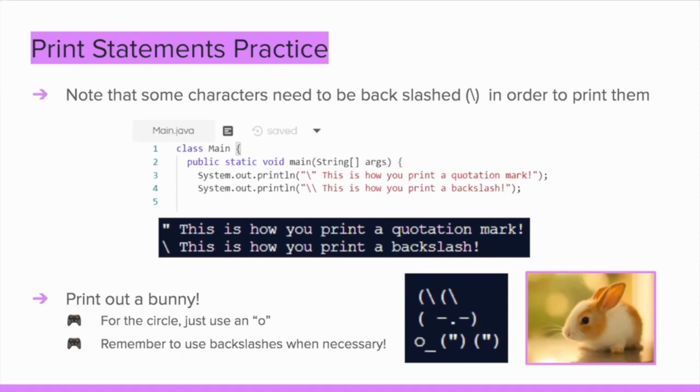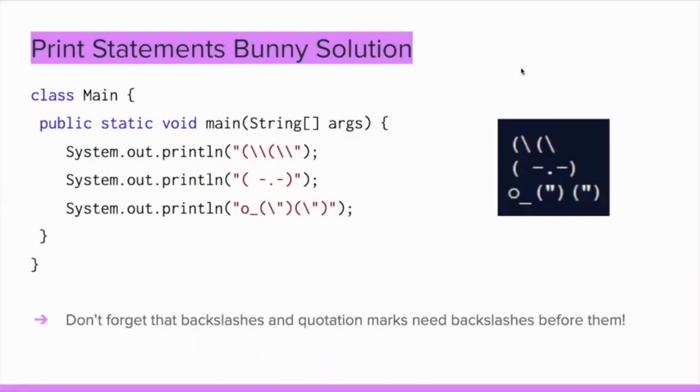Now let's print out a bunny. Remember that you need a backslash in front of all protected characters. For the circle or bunny tail, just use a lowercase o on your keyboard. Pause the video now and resume the video to go over the answer. All the protected characters have backslashes in front of them, and we print the bunny on 3 separate rows using 3 different println statements.